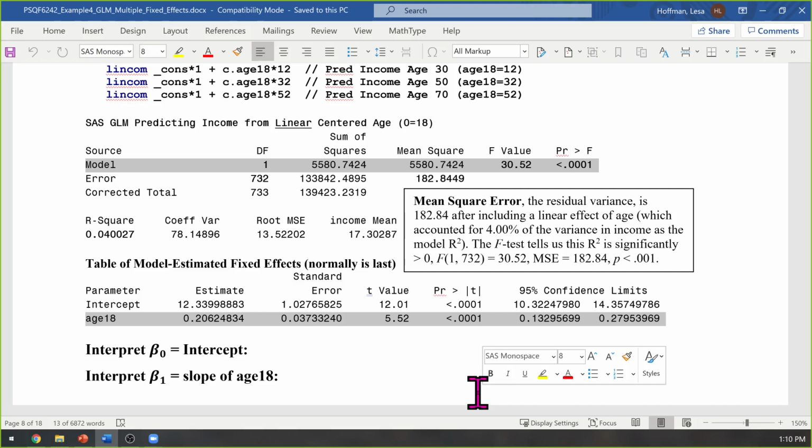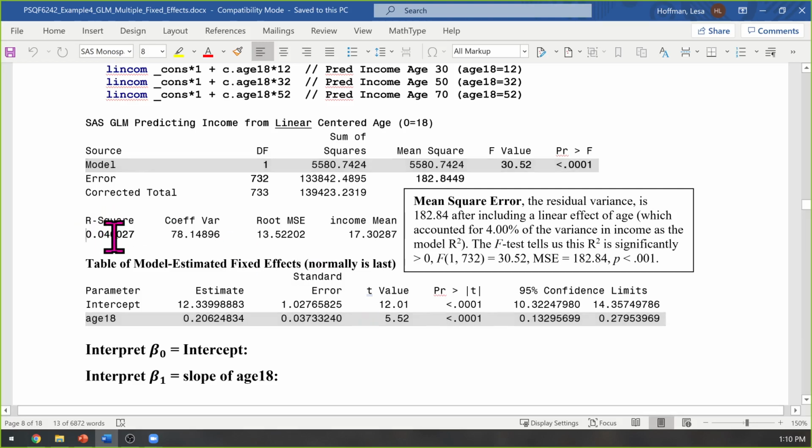T square is F. Yes, it is. So if I have one slope in the model, the test of whether that slope is different than 0 via t is the exact same thing as asking whether the model significantly predicts outcome variance. So the test for significance of this R square, the model test, is the same thing as the t-test. This t squared is my F.